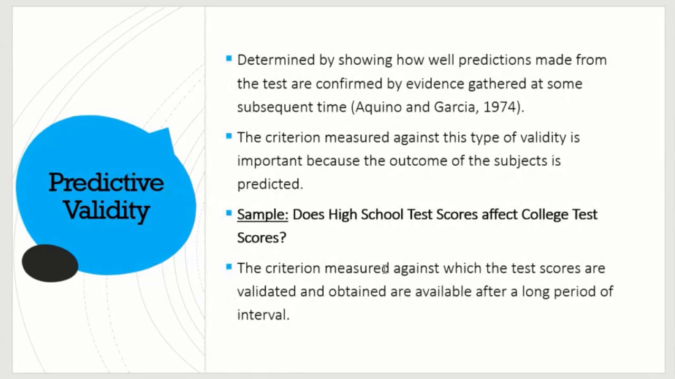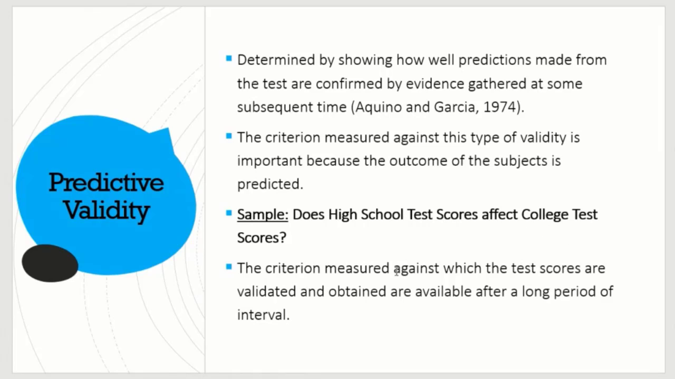Now, moving on, the third type of validity is predictive validity. It is determined by showing how well predictions made from the test are confirmed by evidence gathered at some subsequent time. The criterion measured against this type of validity is important because the outcome of the subjects is predicted. So, for example, does high school test scores affect college test scores? So, we wanted to know, no?